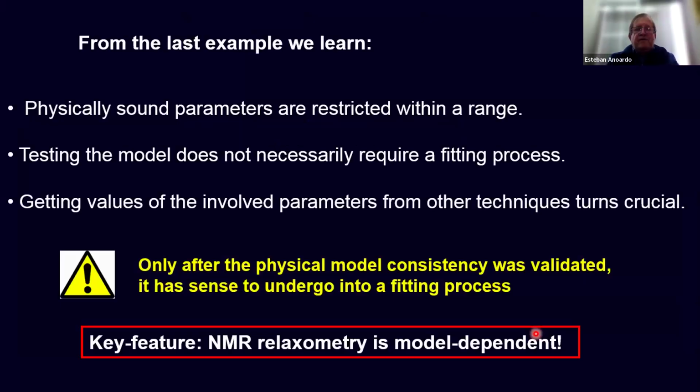Okay. So from this last example, we can say that the physical parameters are restricted within a range. This is somehow logical. How do you get the range? If you have a system like DMPC liposome, which has been studied with a wide range of different experimental techniques, then you have a lot of information in the literature, and then you have defined a range. If not, it is a problem indeed, unless you can measure many times in different systems, and then you can also get a range.